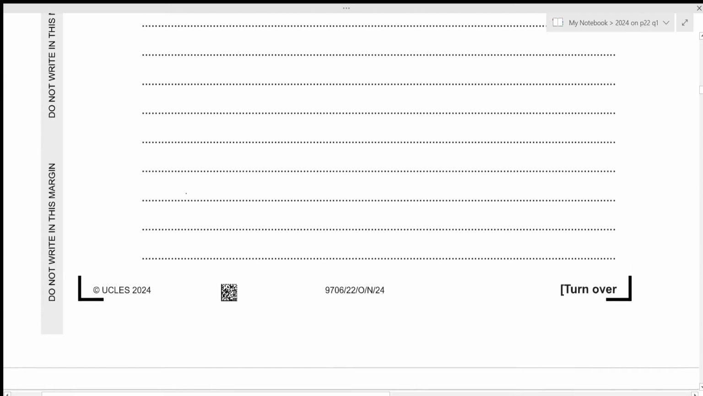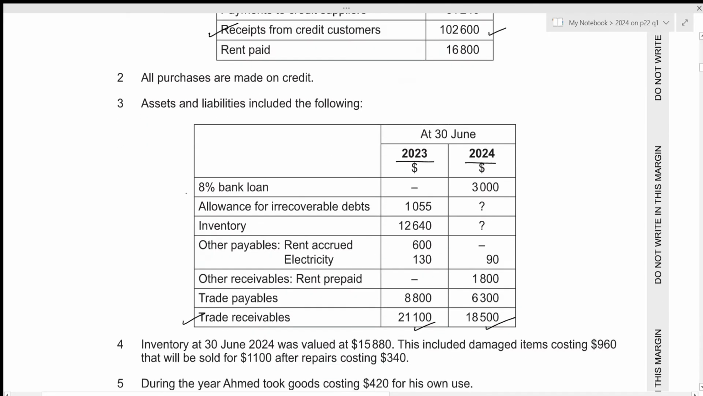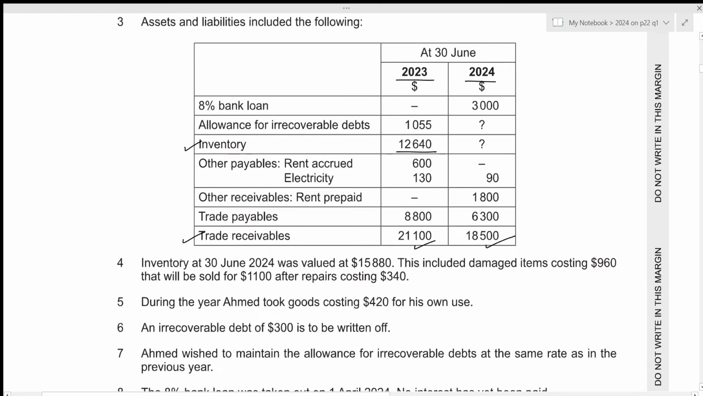Okay, now for the cost of sales, we just need to start with our opening inventory, which is given right here, but the closing inventory is not given. So we need to figure out the correct value for closing inventory as well. Inventory at 30 June 2024. So this is the closing inventory. It was valued at 15,880. This included damaged items costing 960. That will be sold for 1,100 after repairs costing 340.